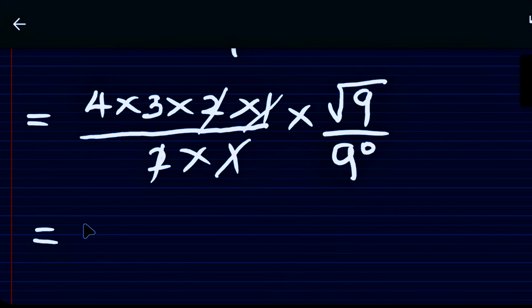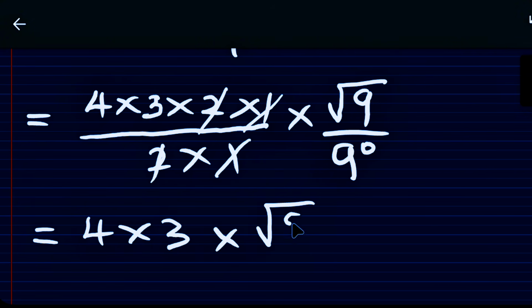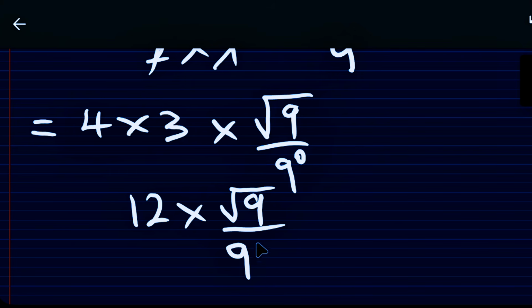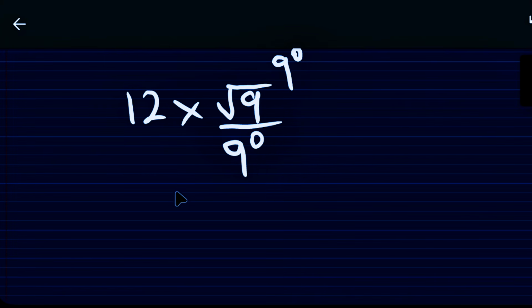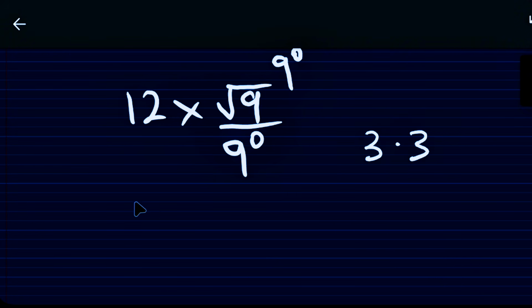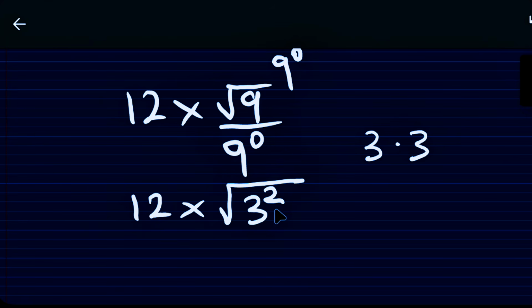So in the numerator we are left with 4 multiplied by 3, then multiply by square root of 9, divide by 9 exponent 0. Okay, so from here 4 multiplied by 3 equals 12, then multiply by square root of 9, then divide by 9 exponent 0. Another thing we have to note here is square root of 9. Remember that 9 is 3 multiplied by 3. So we can write this as 12 multiplied by square root of 3 squared, then divide this by 9 exponent 0.